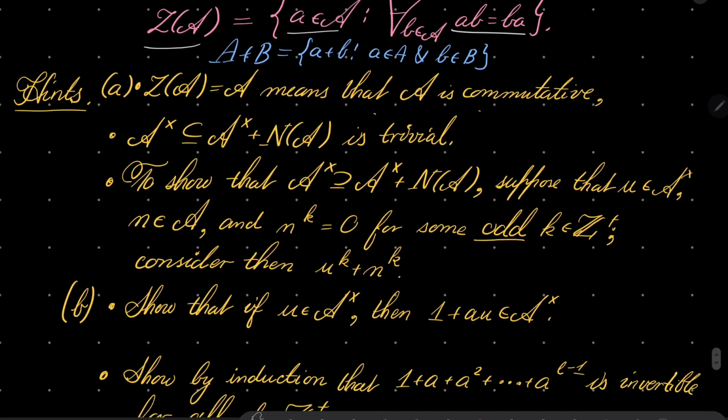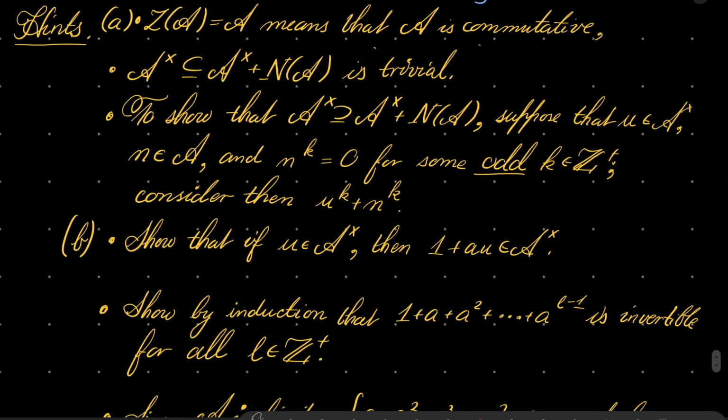So to show that units of A is a subset of this set, this is trivial. To show the other inclusion, it's tricky. Suppose that u is a unit, n is nilpotent, so n to the power of k equals 0. Suppose that this happens for some odd number k. You can assume this without loss of generality. And then consider u to the power of k plus n to the power of k, so unit to the power of k plus nilpotent element to the power of k, and see what's happening then.